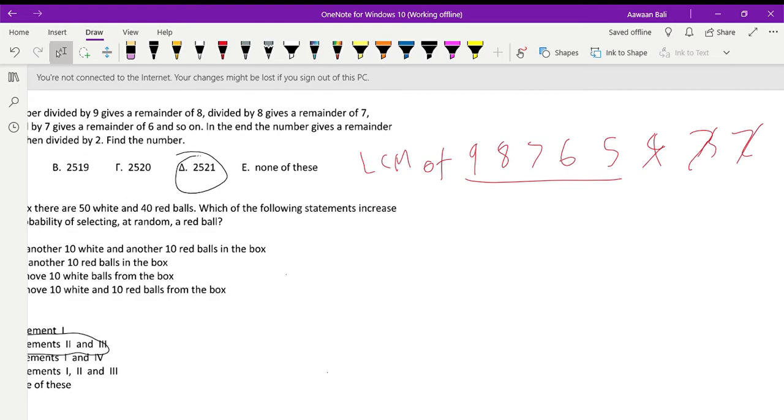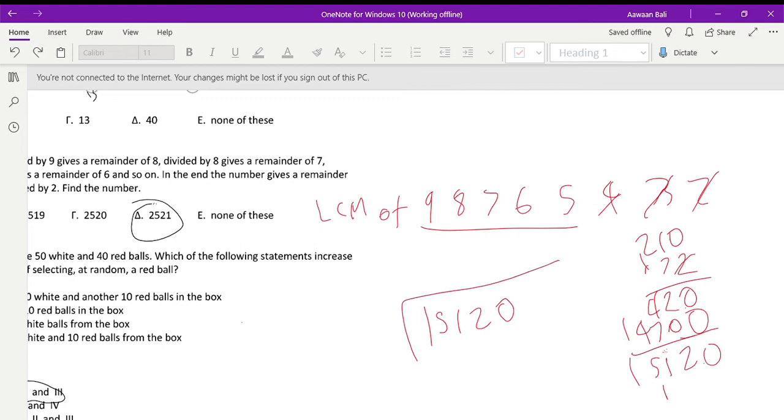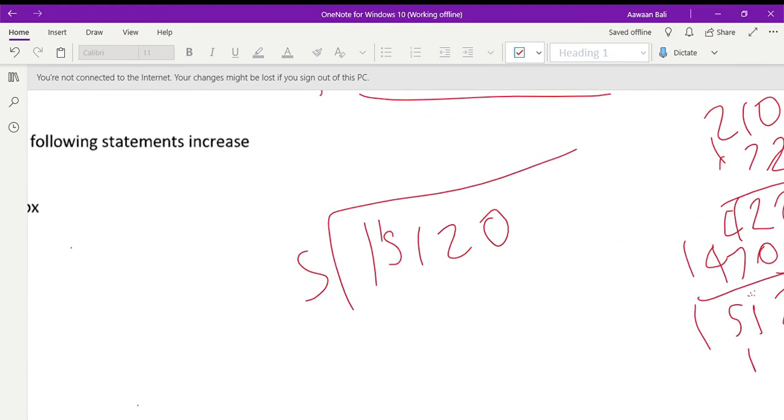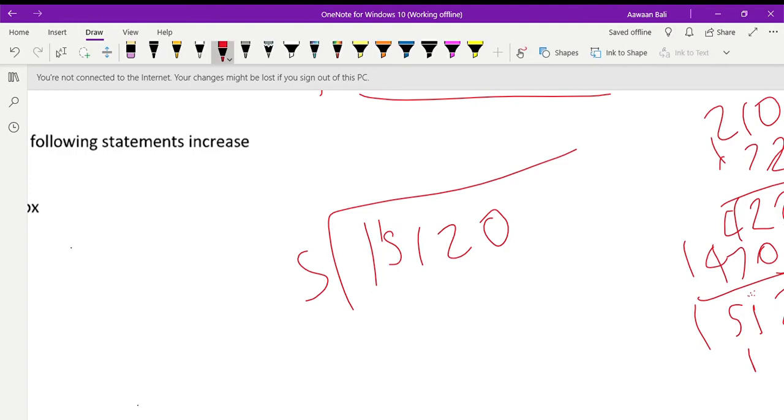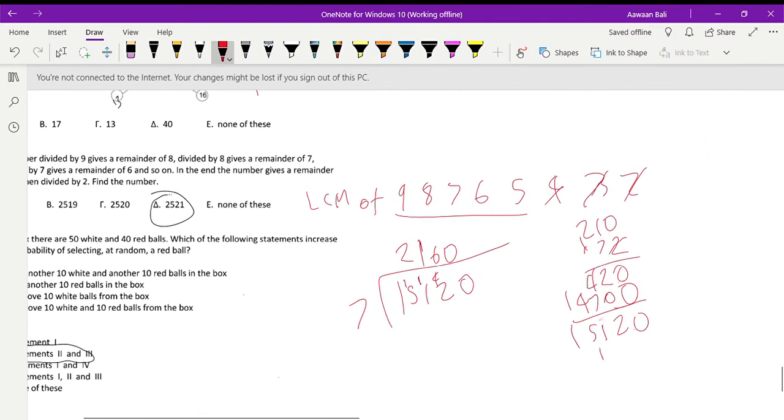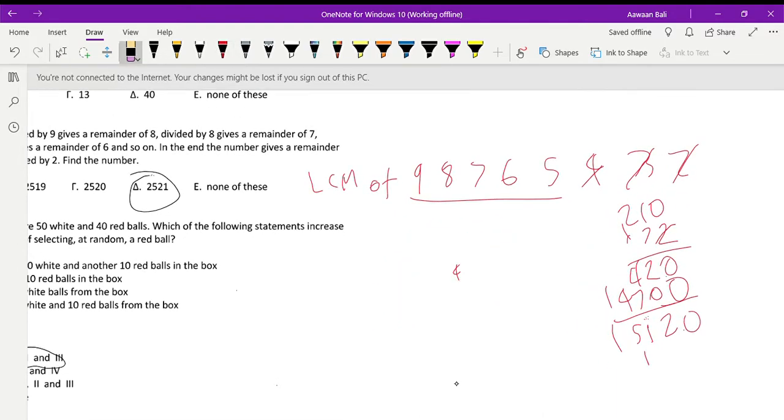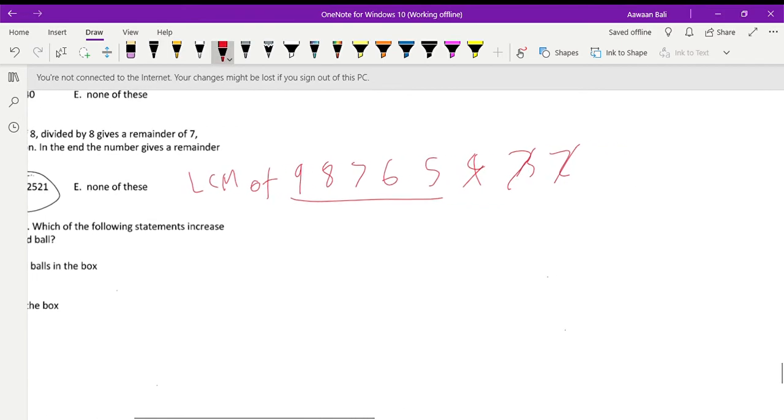Wait, let's just go back there and see if we divide this by 5. What do we get? I mean, what would it be? Yeah, sorry, 7. 2160. You know what? Stop. Let's stop with that and just find the LCM with these.